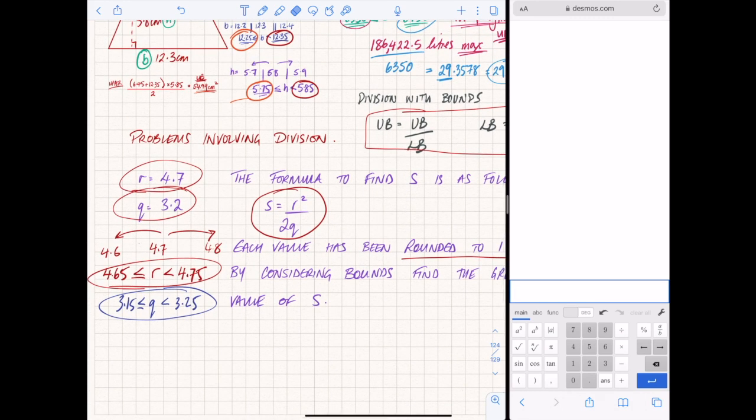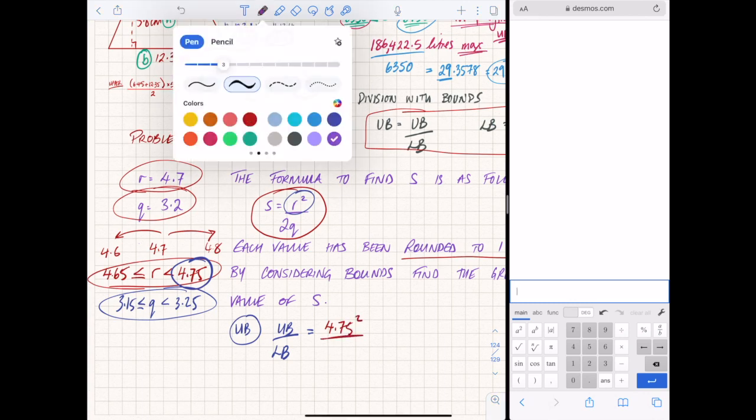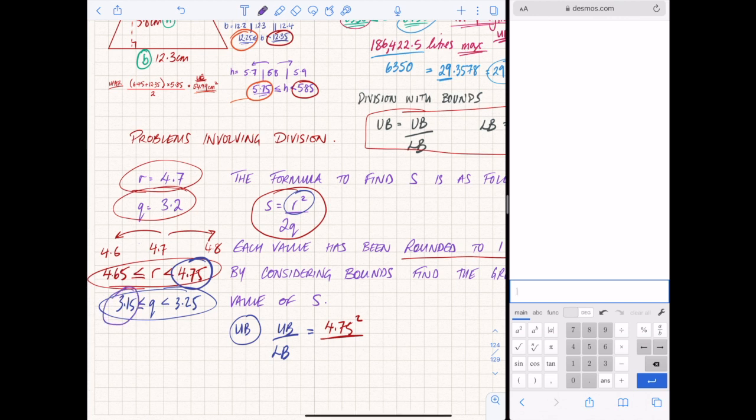So we're going to find the upper bound for S first of all. And remember what I've said up the top here. To find your upper bound, you're going to do the upper bound divided by the lower bound. So I'm saying the upper bound of R, which we know is 4.75. So 4.75 squared divided by, and I'm taking the lower bound now of Q, because I'm going to do a bigger number divided by a smaller number, 2 times 3.15. It's so important in these questions that you show all your working out and don't just type it in a calculator to get the answer.